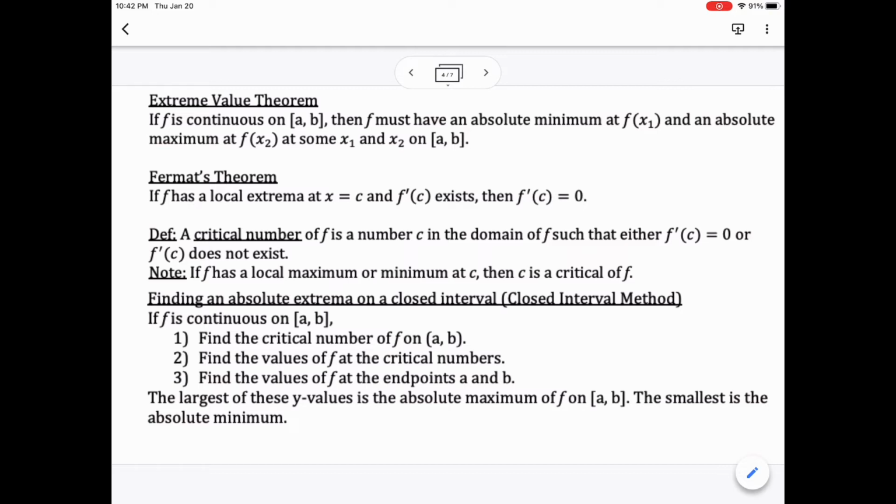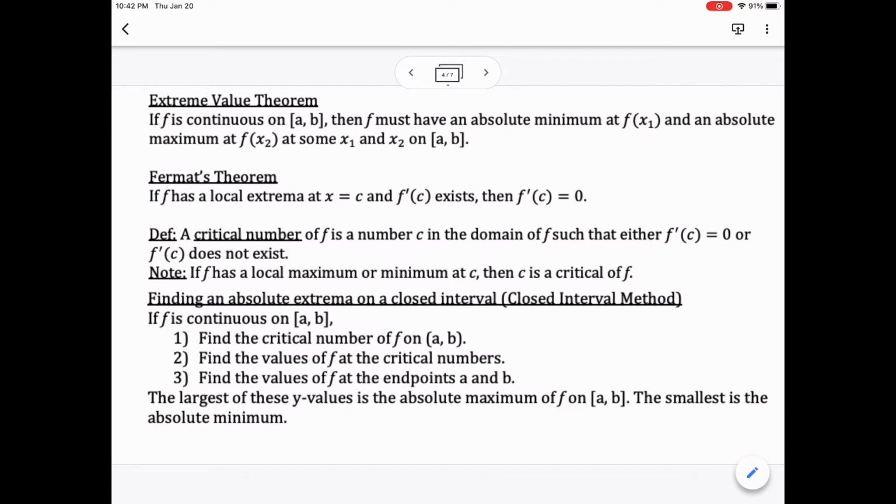So critical numbers happen when your derivative is equal to 0 at that point, or there's some discontinuity, so maybe there's an asymptote. Those are critical values that you want to be able to know where they're at for the derivative. If I need to be able to find an absolute extrema, this is called the closed interval method.